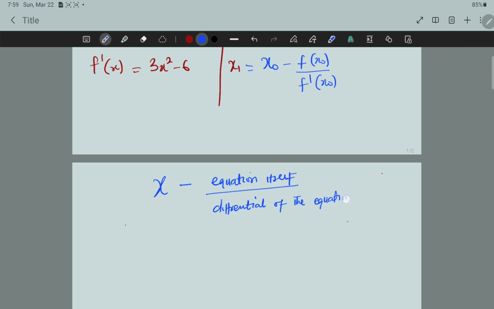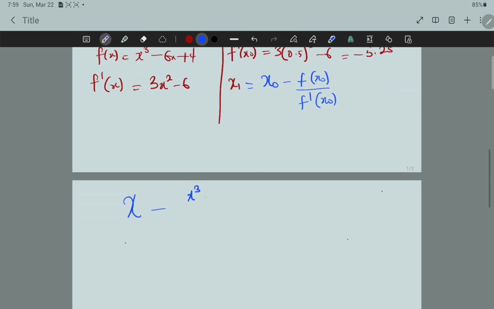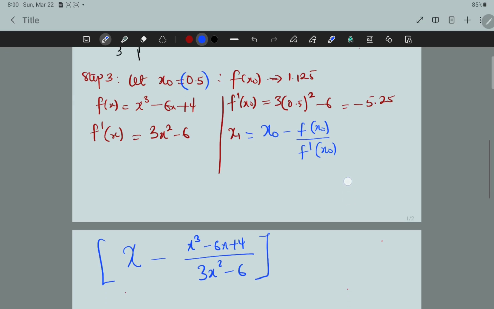Do you understand? Now, what do I mean? Let's look at it together. X minus the equation itself now. The equation itself is x to the power of 3 minus 6x plus 4. Let me divide it by the differential of the equation, 3x squared minus 6. That's all. You understand? So that I will stop wasting my booklet, right?